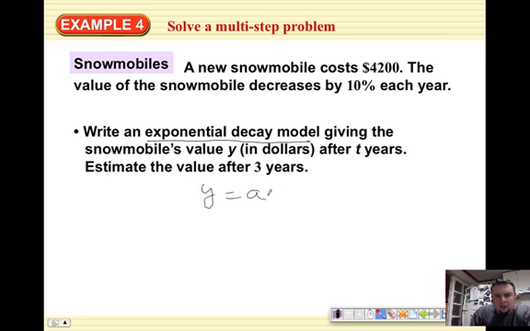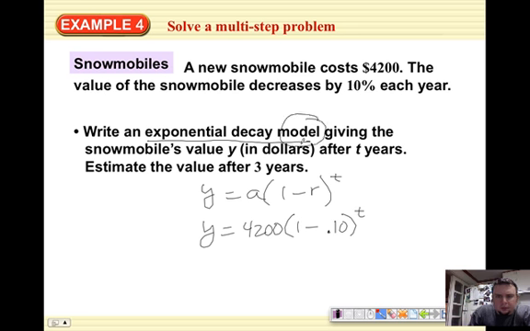Y equals a, 1 minus r to the t. Fill this stuff in. Y is equal to a is 4,200 initial. 1 minus 10% is 0.10 or 0.1 to the t power. Actually, we're going to leave t here because it just wants the model. Then it says estimate after 3 years. So this is part 1.